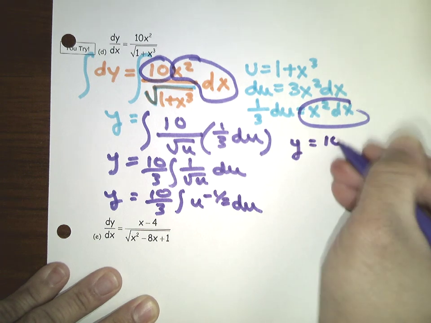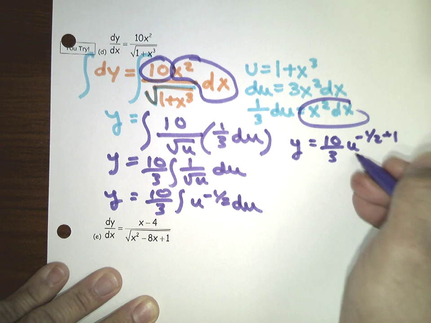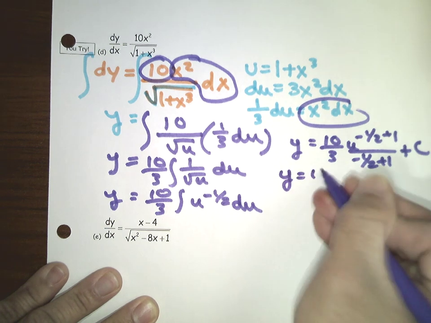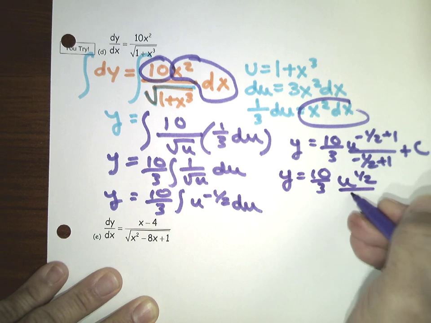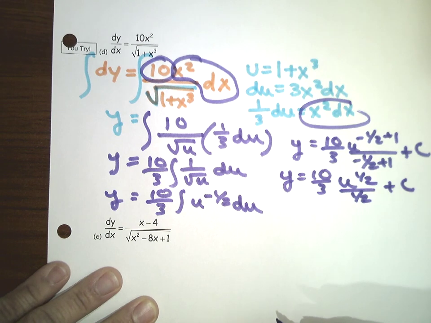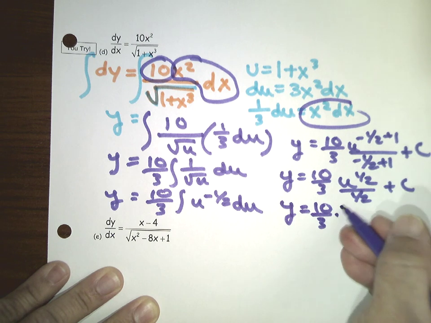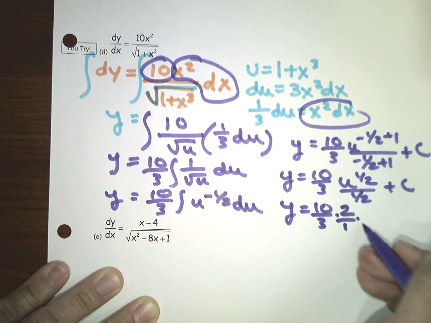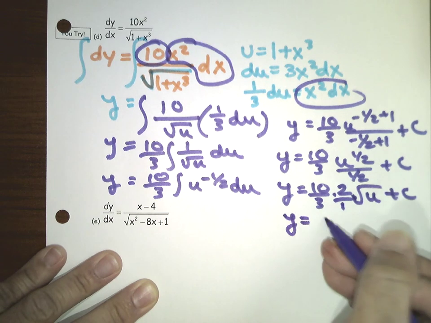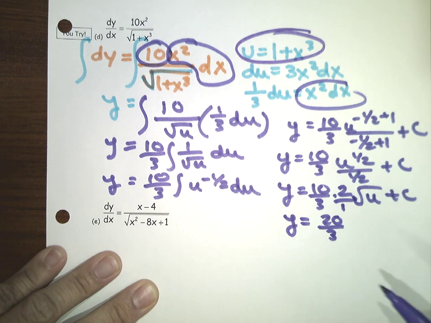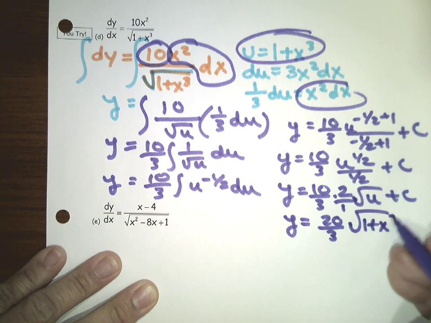So y will be 10/3 u to the -1/2 plus 1 over -1/2 plus 1 plus c. And the -1/2 plus 1 is going to give me 1/2. So we have 10/3 times u to the 1/2 over 1/2 plus c, but then dividing by a half is multiplying by 2 over 1, and then I can make the u to the 1/2 square root of u. So I have y is equal to 20/3, and then if I substitute the u back in, 1 plus x to the third, I have square root of 1 plus x to the third plus c.